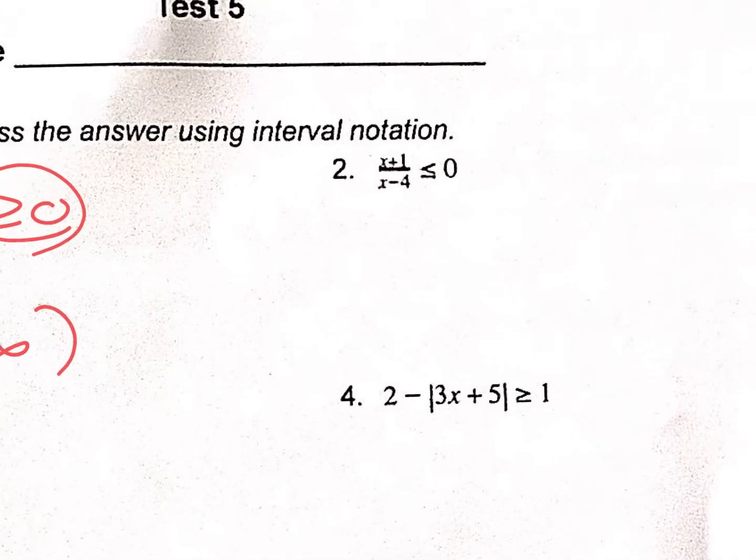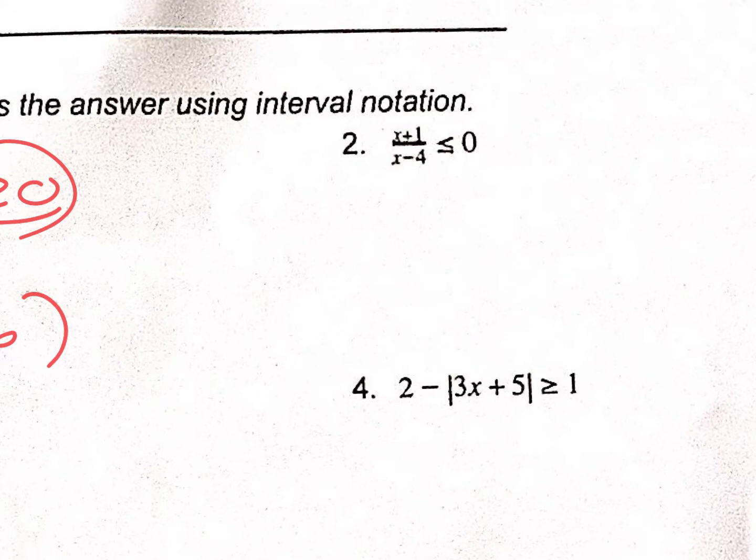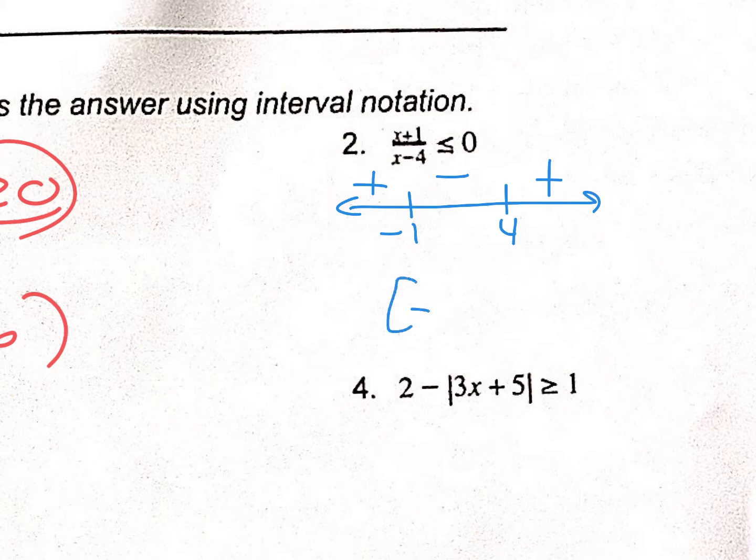Number 2, fraction. This is actually even quicker. When you have a fraction, first of all, make sure the right-hand side is 0, which it is. You need to put the numbers on your sign graph that make the numerator 0 and the denominator 0. And again, I'm going to plug in 100. That'd give me 101 over 96. That's positive over positive. The sign says less than, so I'm looking for negative, which is going to be between -1 and 4. All there is to it.